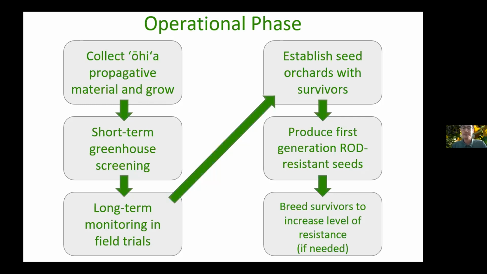And also taking a look at, especially if resistance isn't incredibly strong, if it tends to be weak or intermediate, we could work on breeding the survivors that are still around, and do successive generations of breeding to really increase the level of resistance and make it as strong as we can get it before releasing it back out into the wild.